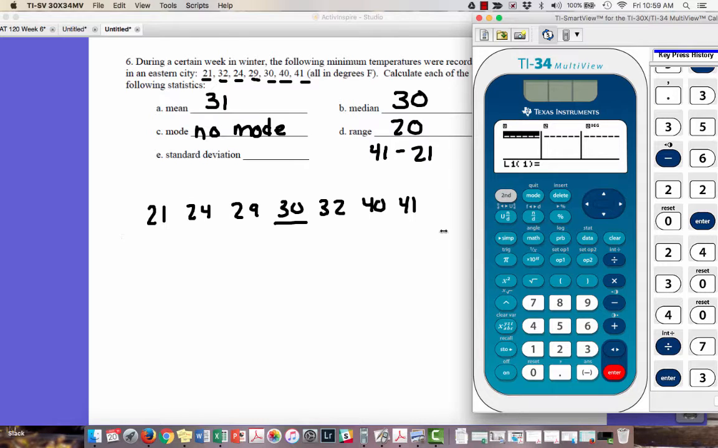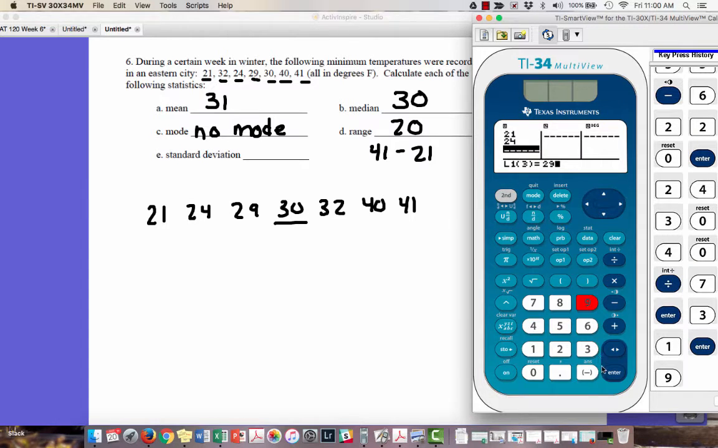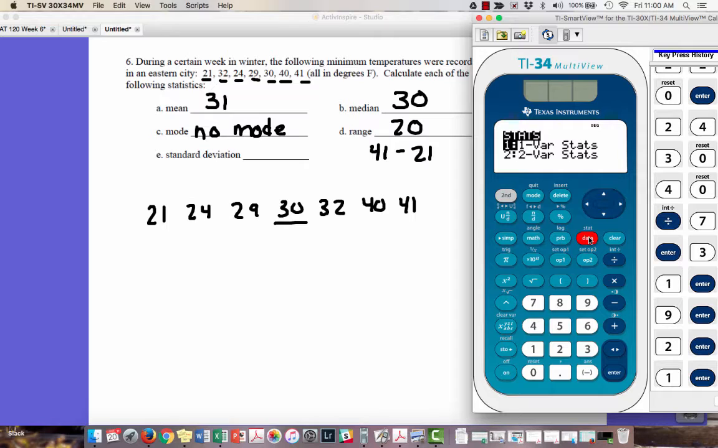But all I'm going to do is enter these numbers. So I say 21, 24, 29, 30, and remember there are 7 numbers on my list. So when I hit enter the last time, it'll say 8 because I'm getting ready to type in the 8th one. Then you've got the directions, but you hit second data. I'm going to go into that first one, so it's already selected for you. It's list 1. I'm going to go down to calculate.